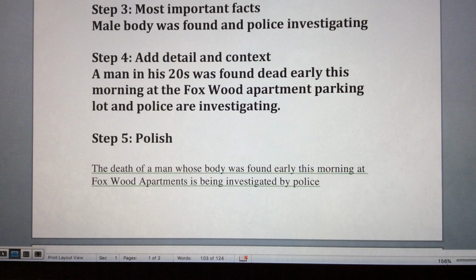Okay, now go ahead and try your assignment. You're going to have different information to work with. There are several different paragraphs, and you're going to write your lead based on the information that you have in those paragraphs.